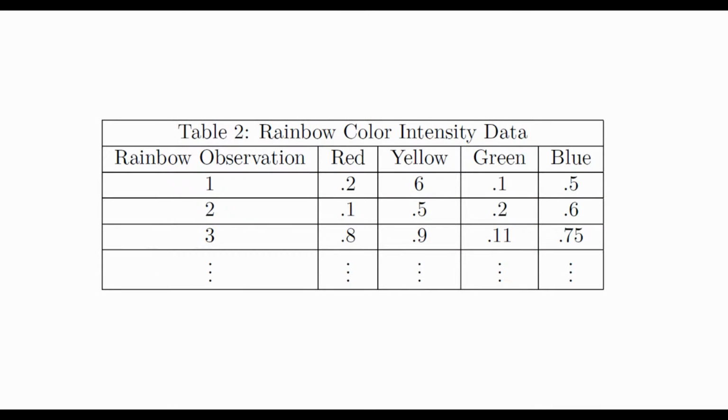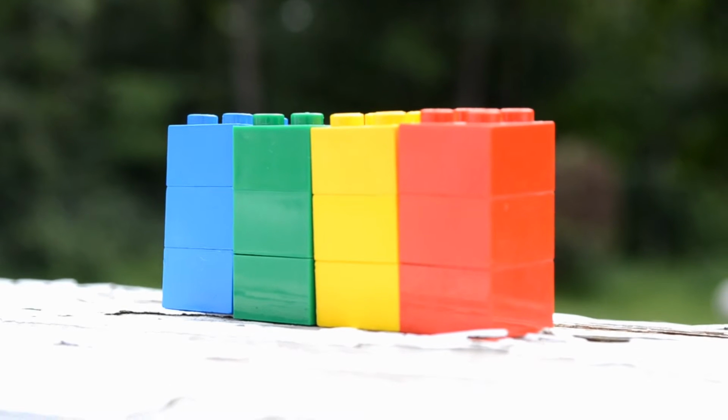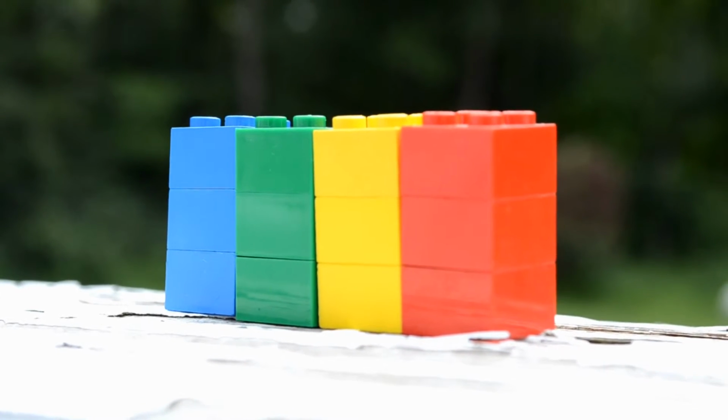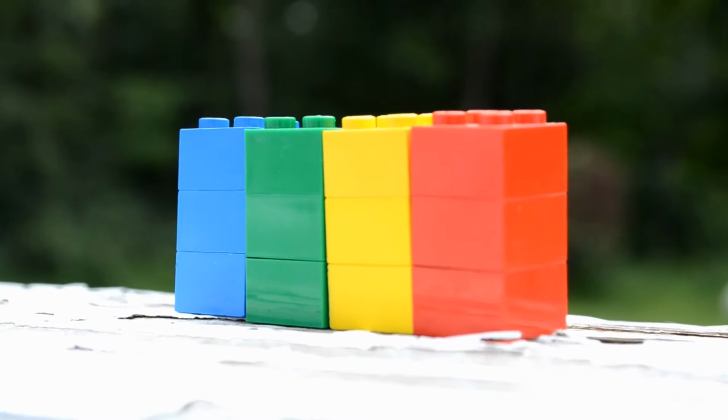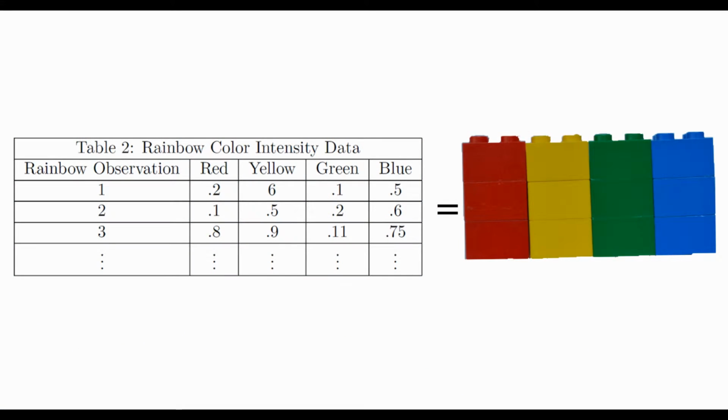A matrix is basically multiple vectors next to each other. It can be thought of as a larger table. Here we have multiple parameters. To visualize this, look at multiple columns of Lego pieces. Each column represents the data for a specific parameter.